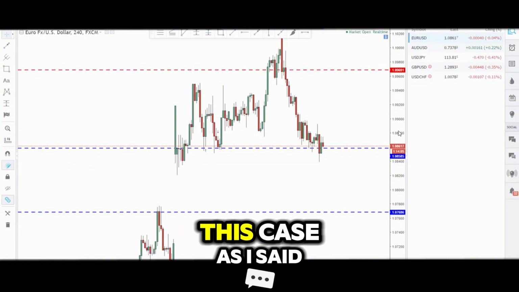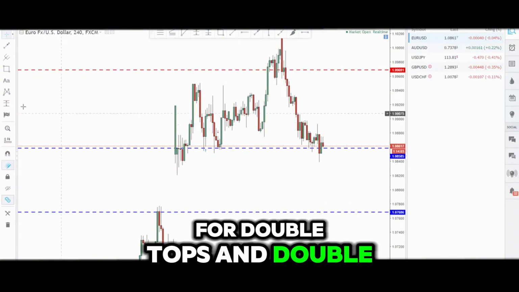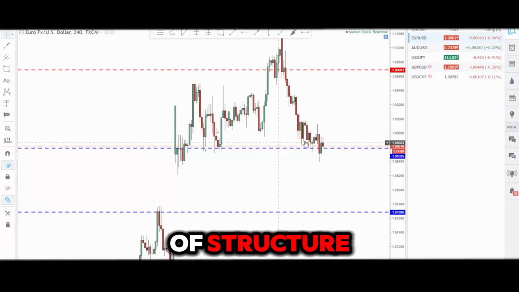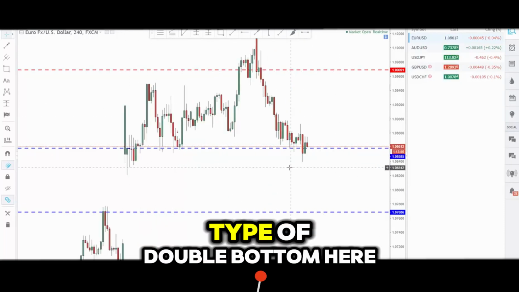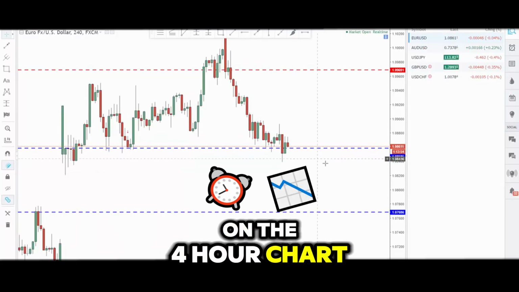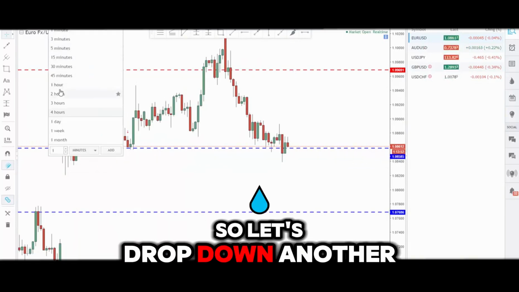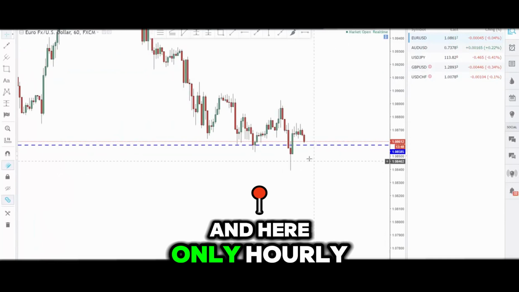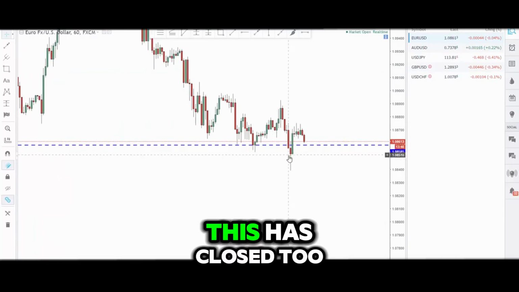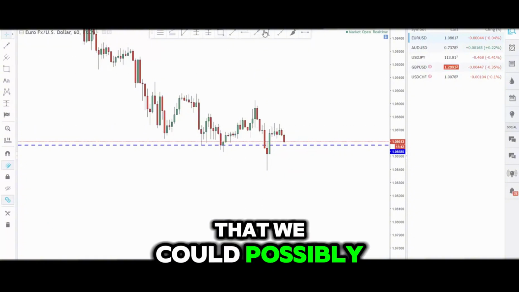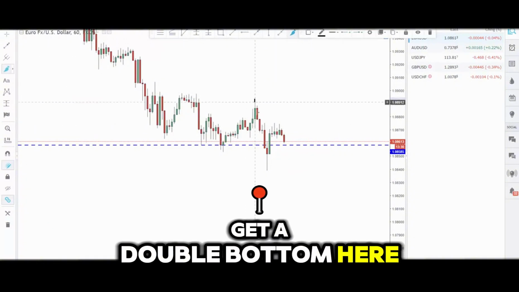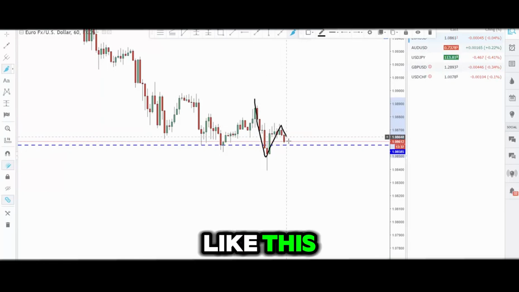But in this case, as I said, we're going to be looking for double tops and double bottoms at our key levels of structure. We are right around the blue level, which is a support level. I don't see any type of double bottom here on the 4-hour chart. So let's drop down another time frame. And here on the hourly, this head's closed too far down, but I do see that we could possibly get a double bottom here that would look something like this.